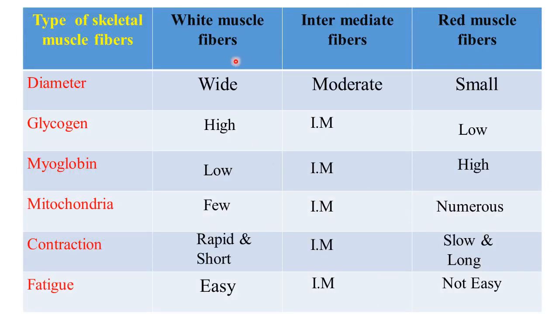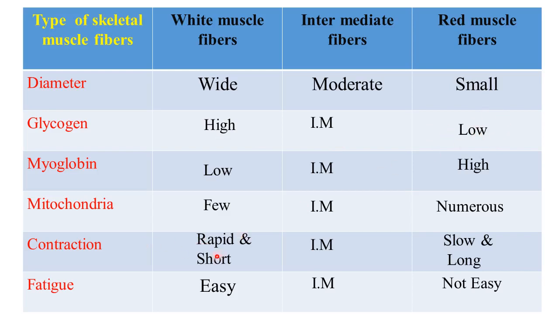As we can see, in white muscle fibers the amount of myoglobin and mitochondria is low, but in red muscle fibers the amount of myoglobin and mitochondria is high, so the color of the muscle fiber here is red due to the high amount of myoglobin and mitochondria. The glycogen is high in the white muscle fiber in contrast to the red muscle fiber.